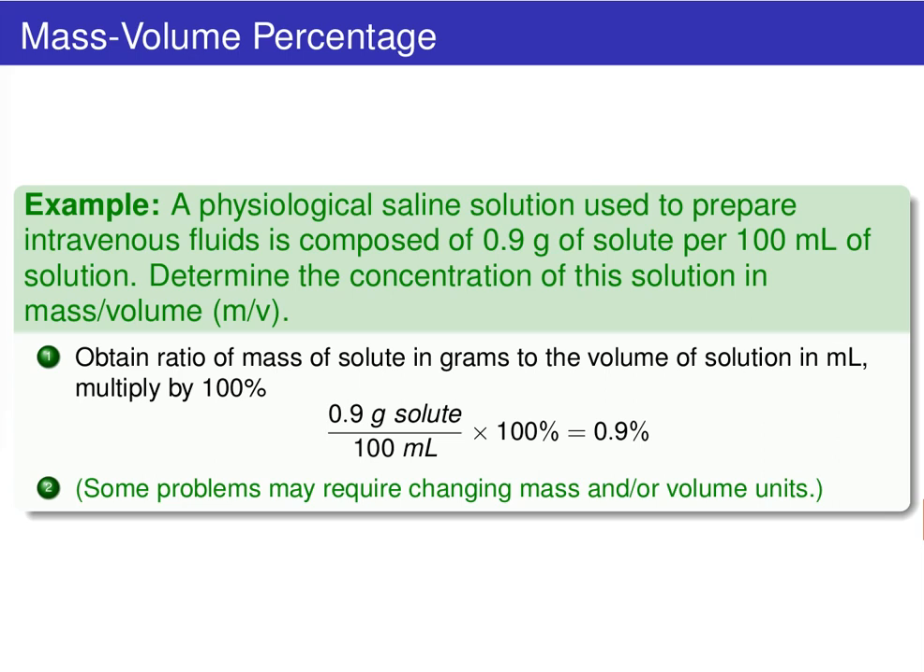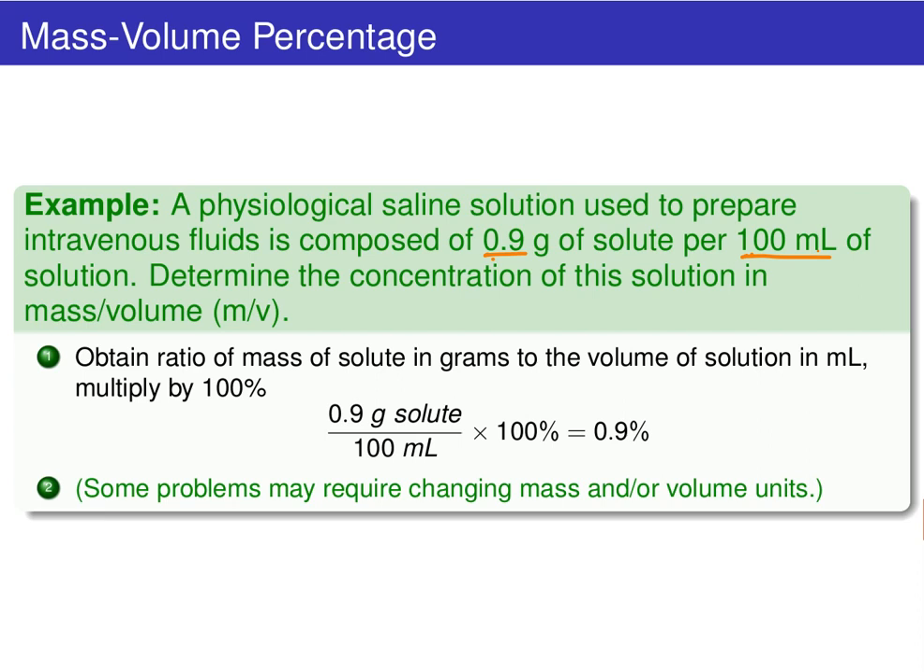All right, moving on to our third alternate concentration unit here, mass volume percentage. In this example, we're going to look at a physiological saline solution that is used to prepare intravenous fluids. This solution is comprised of 0.9 grams of solute per 100 milliliters of solution. So what we want to do is use that mass and that volume to determine the concentration of this solution in mass per volume.